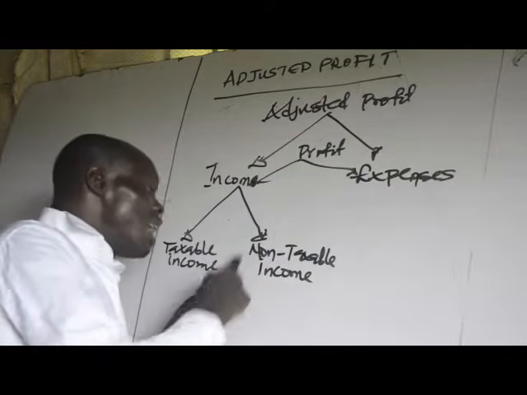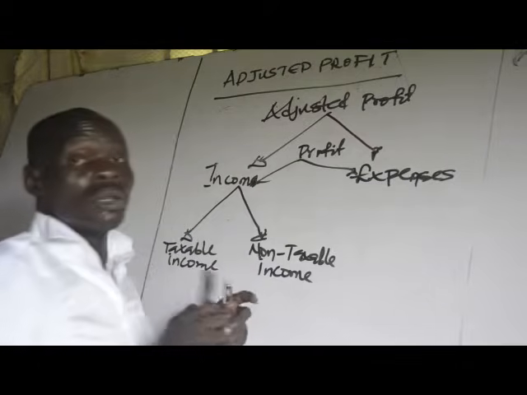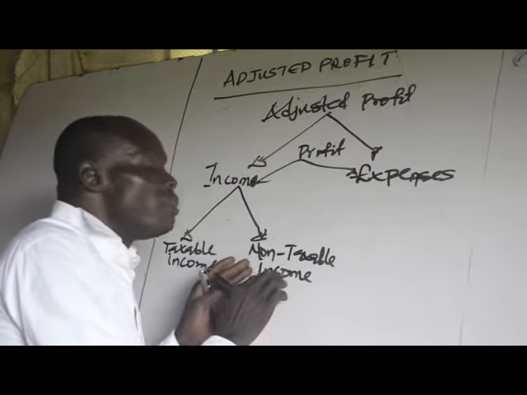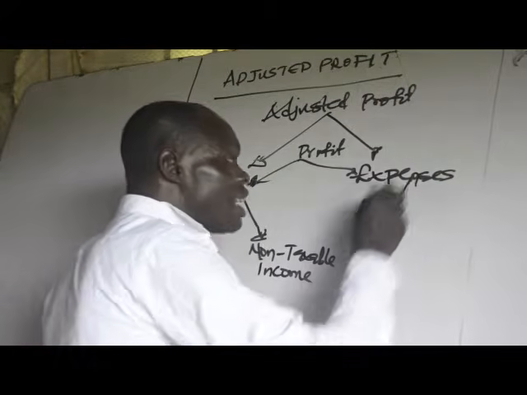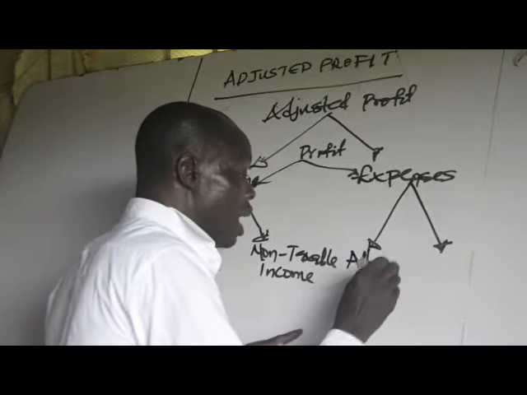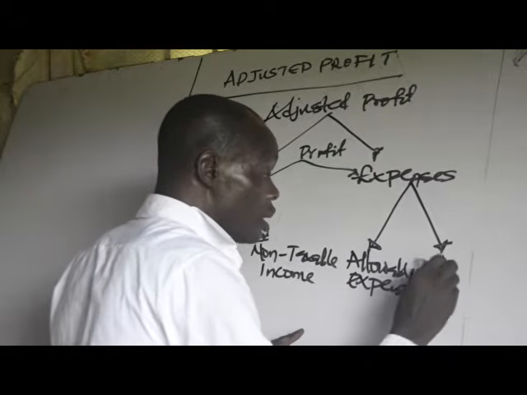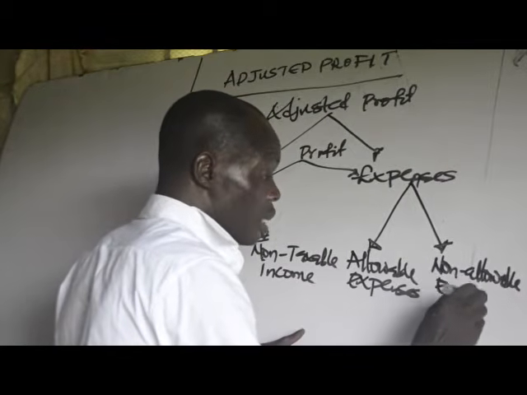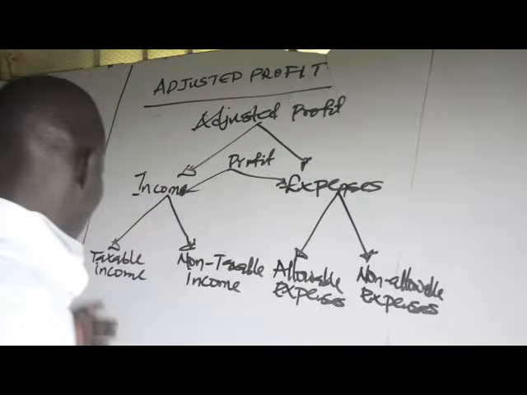Non-taxable income are incomes that cannot be taxed. That is, the tax law does not accept them for tax purpose. That means they should be excluded in the tax computation. And the expenses can as well be divided into two. We have the allowable expenses and non-allowable expenses.